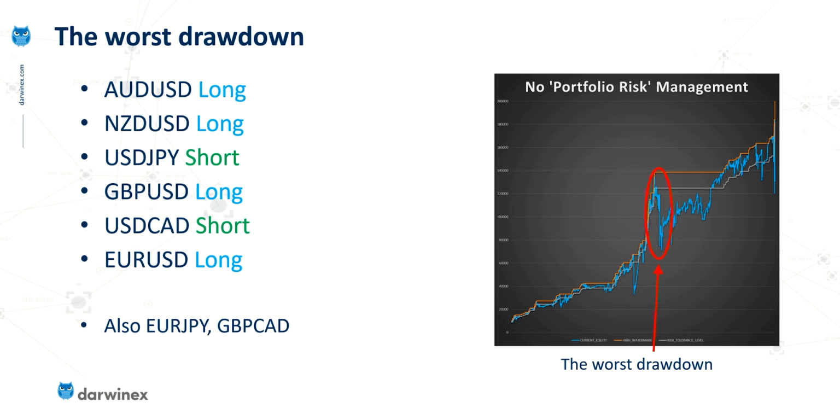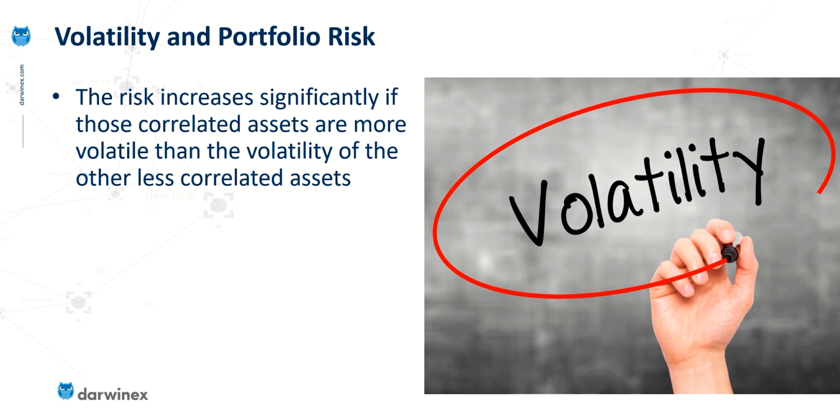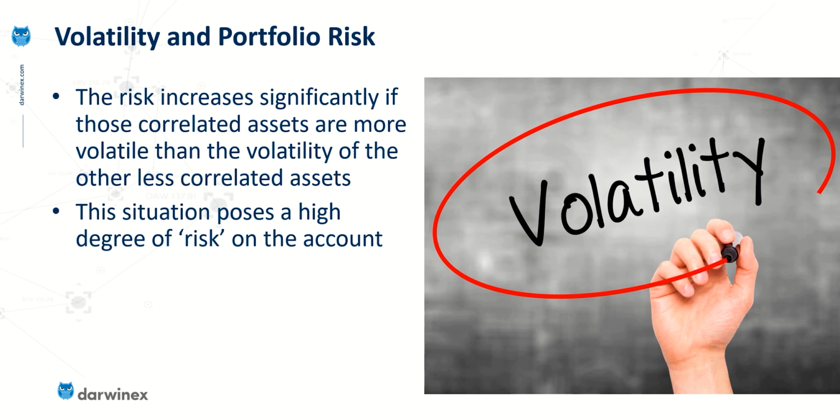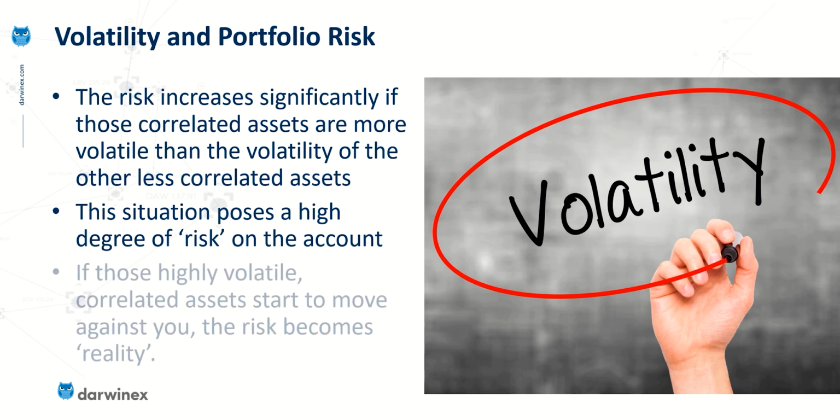But there's another major factor, and that is volatility. The more volatile the price action of an asset is, the more the problem will be compounded when we have correlated portfolios of this nature. And so this increases risk significantly, because when those positions start to move against you, the risk becomes reality. So these factors combined, in my personal view, are those that pose most risk to your equity curve.